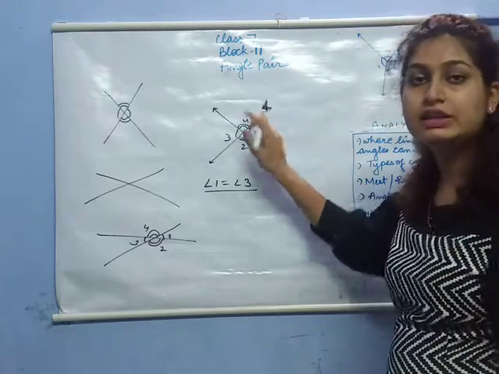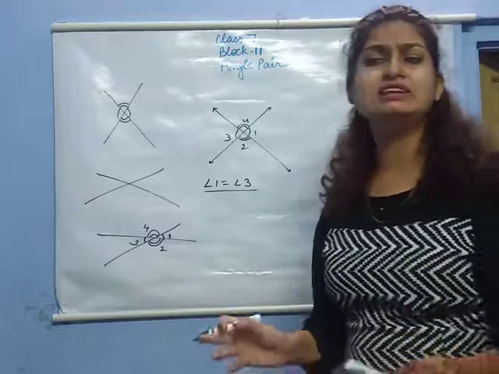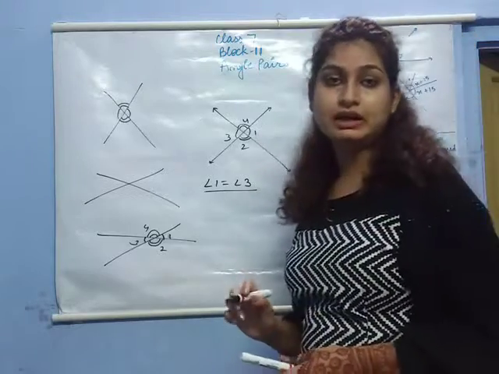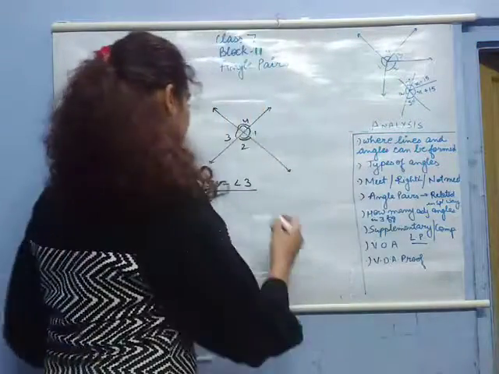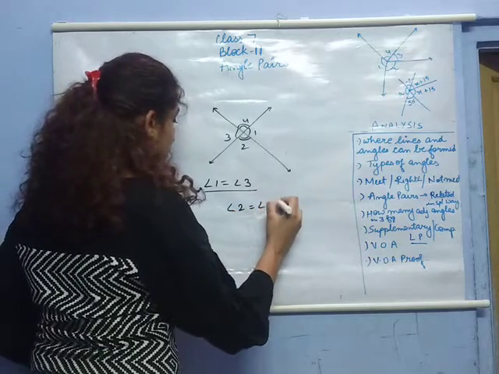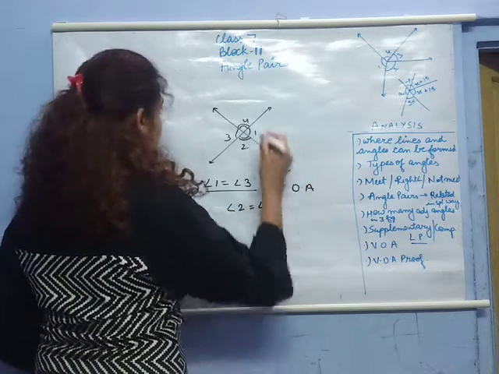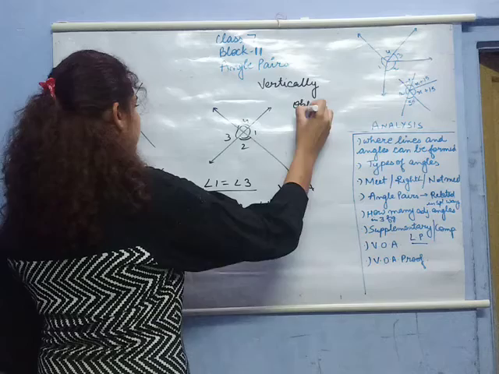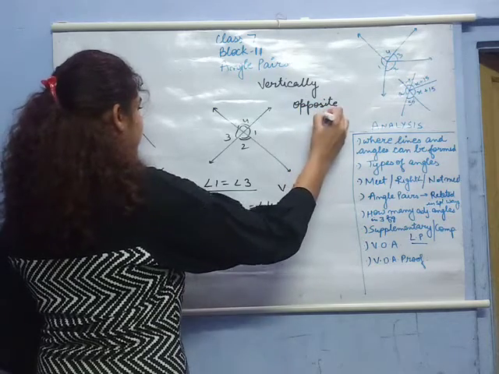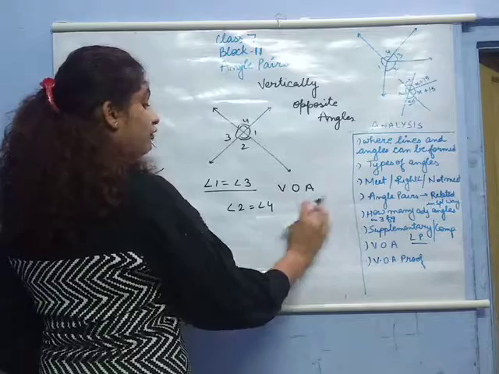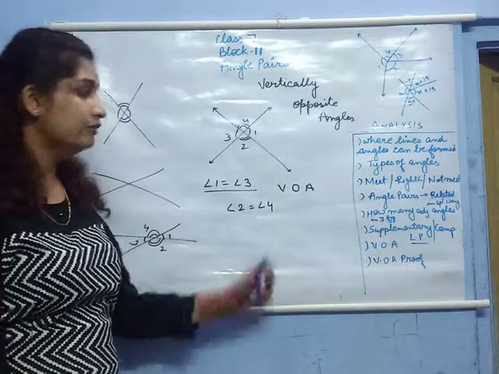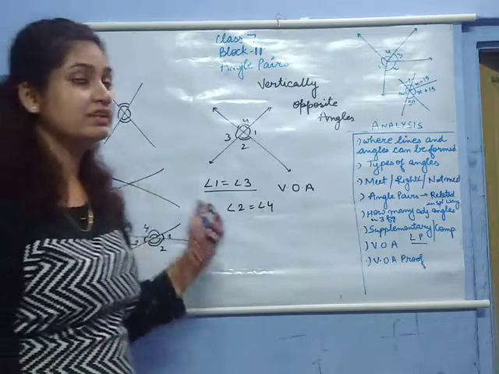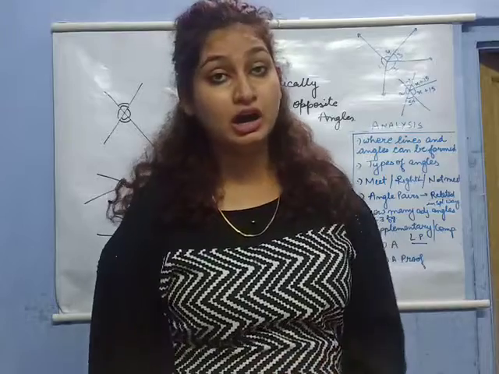If we measure these angles, they are forming vertically opposite angles. Whenever two lines intersect each other, they form vertically opposite angles, and those vertically opposite angles are for sure equal in measure. Angle 2 is equal to angle 4 because they are vertically opposite angles. In short form, we can write vertically opposite angles as VOA. Is that clear? Doesn't matter how they intersect, if they are intersecting, they form pairs of vertically opposite angles which are for sure equal in measure.